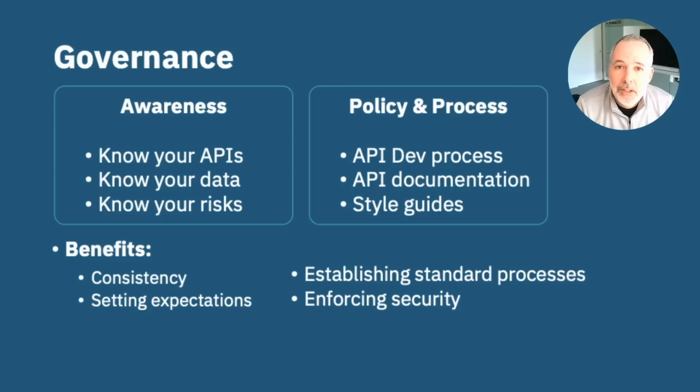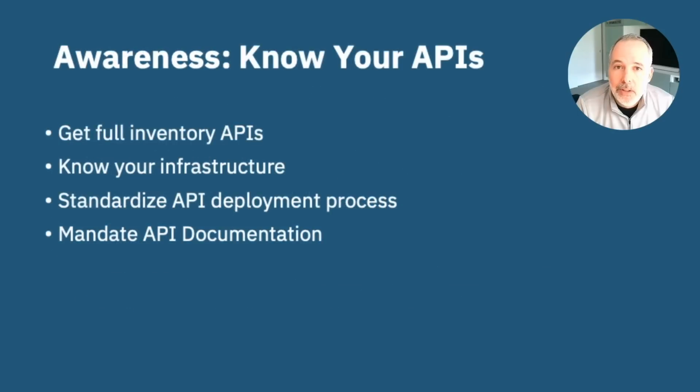And then on the other side, you have policy and process, which is about how do we go about developing our APIs? How do we deploy them? What documentation is required? What are our design and style guide requirements? And so forth. So let's dig further into the awareness side. This is all about knowing your APIs. Getting a full inventory of all your APIs. Why do they exist? Who owns them? Are they documented? What function are they performing? Where are they running? Do you have a comprehensive view across all of your APIs?